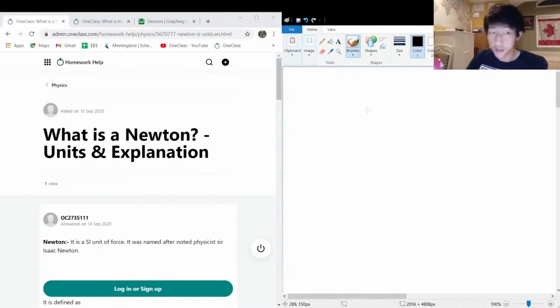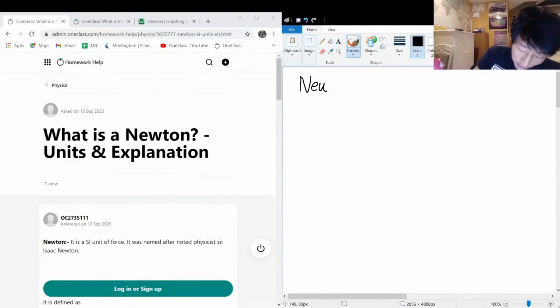Okay, so the next question that we got on the menu today is what is a Newton? Units and explanation. So let's just get it started. A Newton, named after Isaac Newton, believe it or not, is a unit of force.